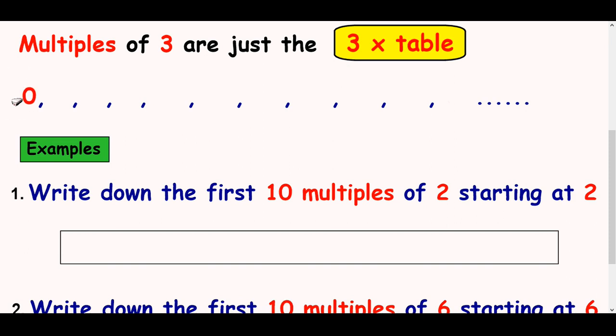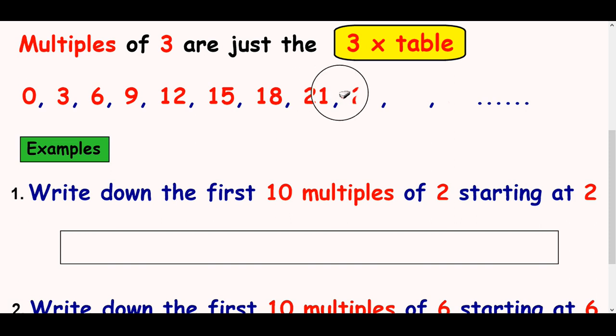Now, in this first one, I'm going to start at 0 because 3 times nothing is nothing. And then 3 times 1 is 3, 3 times 2, 3 times 3, 3 times 4, 3 times 5, 3 times 6, 3 times 7, 3 times 8, 3 times 9, and 3 times 10. And you can keep going. Another way to do it is to start with 3 and keep adding on 3. But that's basically what your times tables are. So 33, 36, 39, 42, and so on.